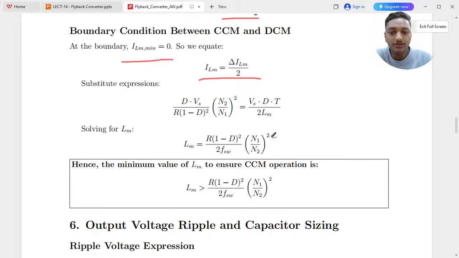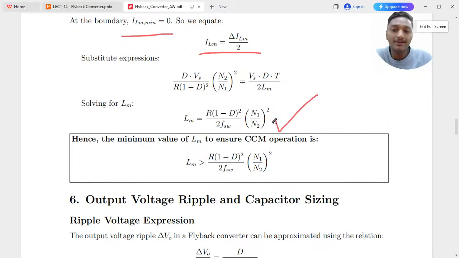So I just substitute this particular value and I get one expression for the LM. This LM expression I got is the minimum value of the LM to ensure the CCM operation. So this particular value we have to keep when we design the value of the LM, for which we have derived the formula. I will check once with this particular value whether it is less or what, in condition with the boundary condition. So I will check using this particular formula as well, whether it is in the CCM or DCM. This thing we have to ensure as well.